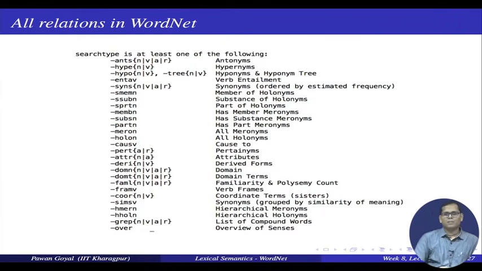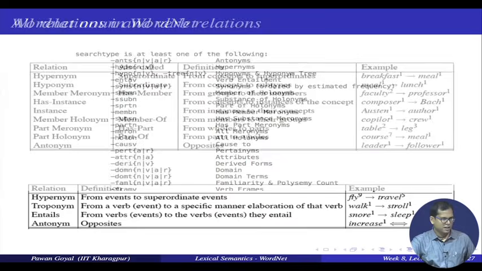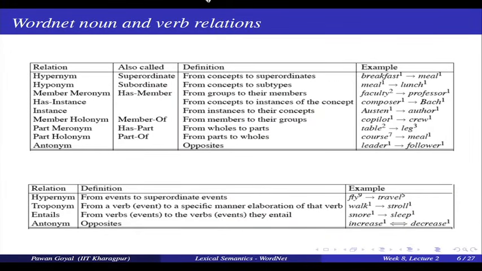So what are all the possible relations that you see in WordNet? Here are some examples. In WordNet you have relations like antonyms, hypernyms, hyponyms, entailment relation, synonyms, and so on. Many of these we have already seen in the previous lecture. Let's see some example types of these relations. What are the relations between various nouns?